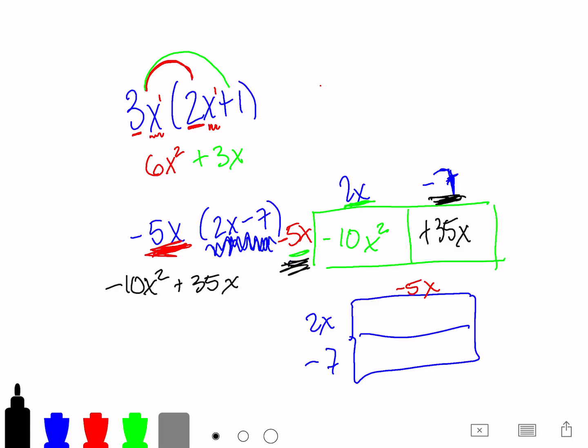Now, you would get the same thing if you had done it down here and oriented it differently. So you would get negative 10x squared and you'd get positive 35x, which again gives you the same thing. There's also a vertical method. I would say that this one is the least used of all of them.